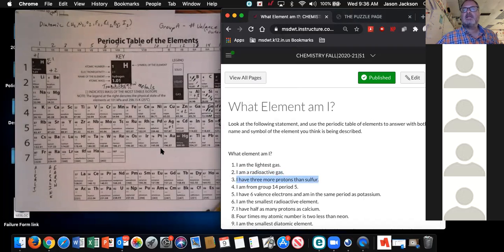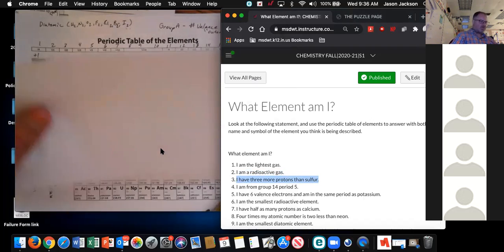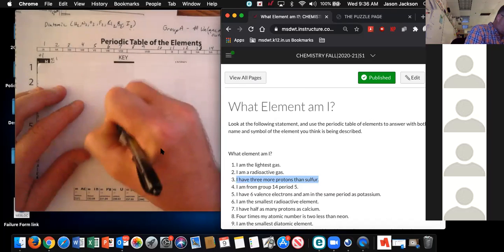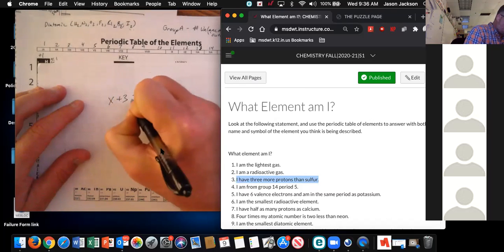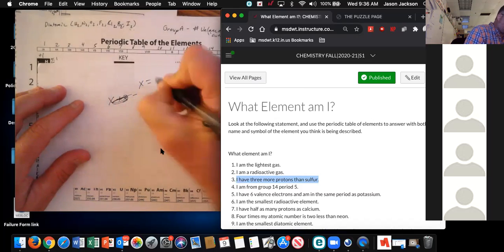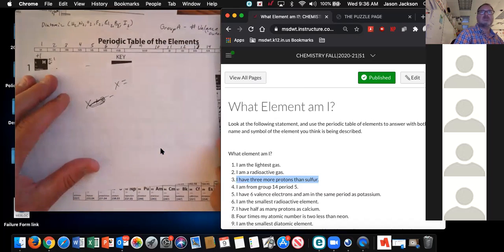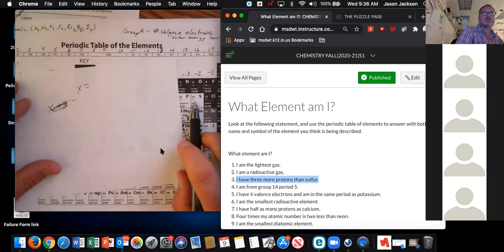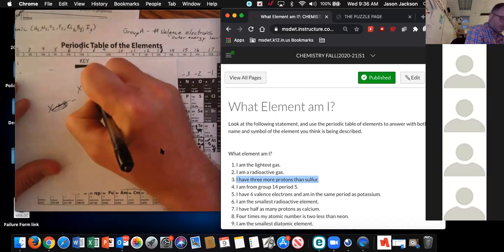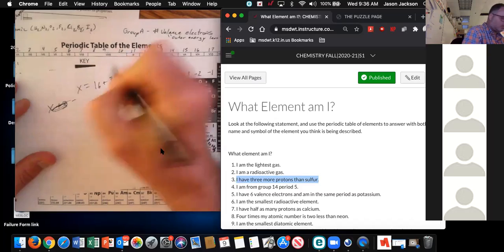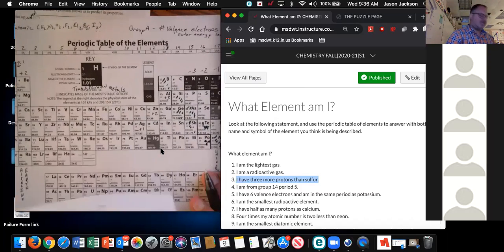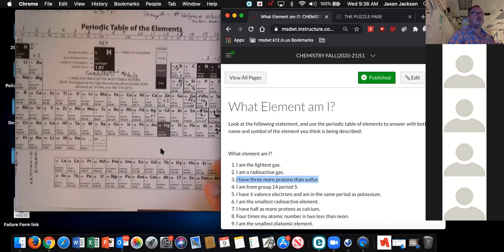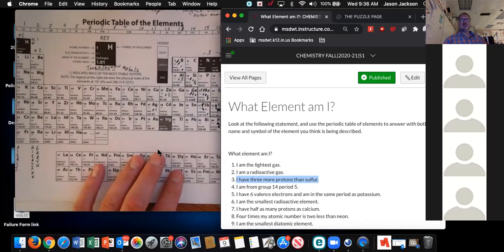This element has 3 more protons than sulfur. So we're using a little bit of algebra here. 3 more protons than sulfur. So this element plus 3, X equals sulfur's number of protons plus 3. And who is that? 16 plus 3. Who's got that many protons?